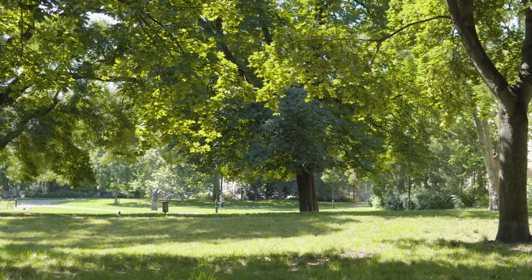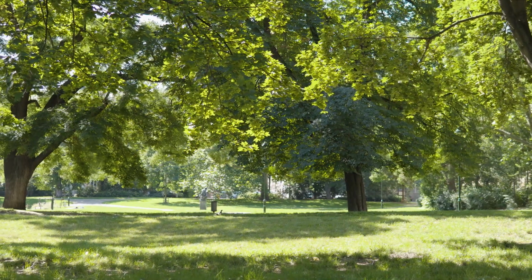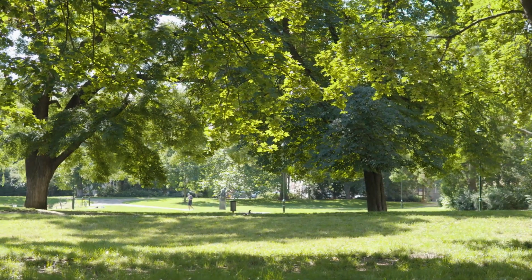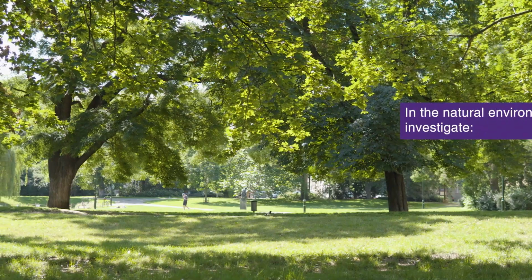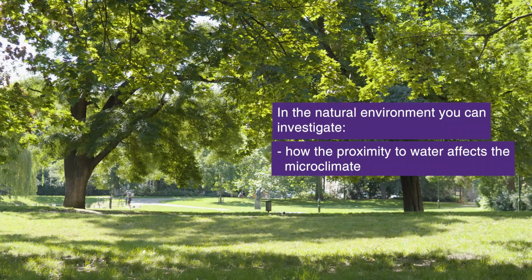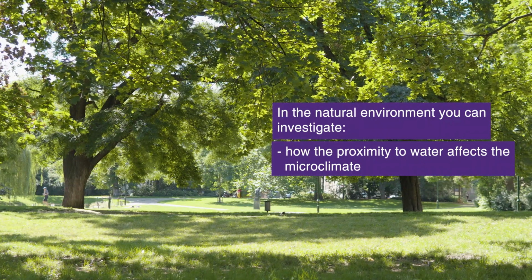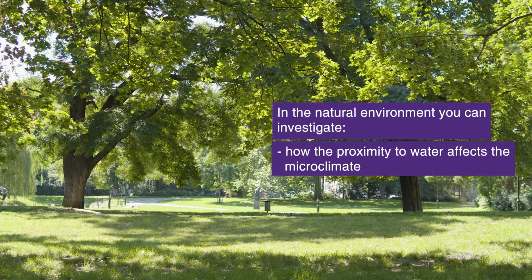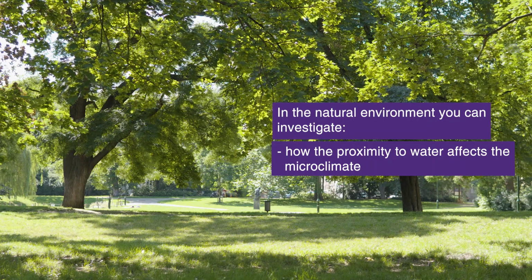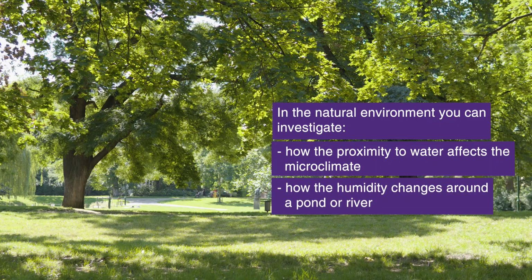Most schools will be able to investigate the impact of the natural environment on the microclimate. This might be a school field or a nearby park or local rural area. Here you can investigate how the proximity to water affects the microclimate. This will work best on a calm, sunny day. You can measure the temperature with a simple digital thermometer or an infrared thermometer or even a USB temperature data logger. Many digital thermometers will also tell you the humidity.